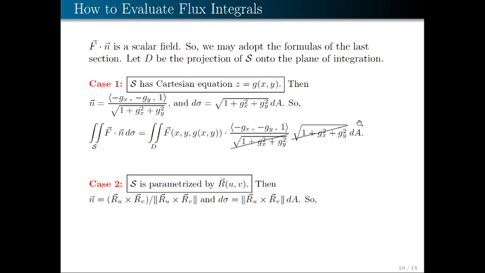Next, if S is a parametric surface, parametrized by, let's say, R of u, v, then we can get n to be R_u cross R_v over its norm. And again, based on our previous lesson, d sigma would be replaced by this one. So plug in all of this again here. F can be written out as F of R of u, v, so it's a function parameterized by two parameters, dotted with n.